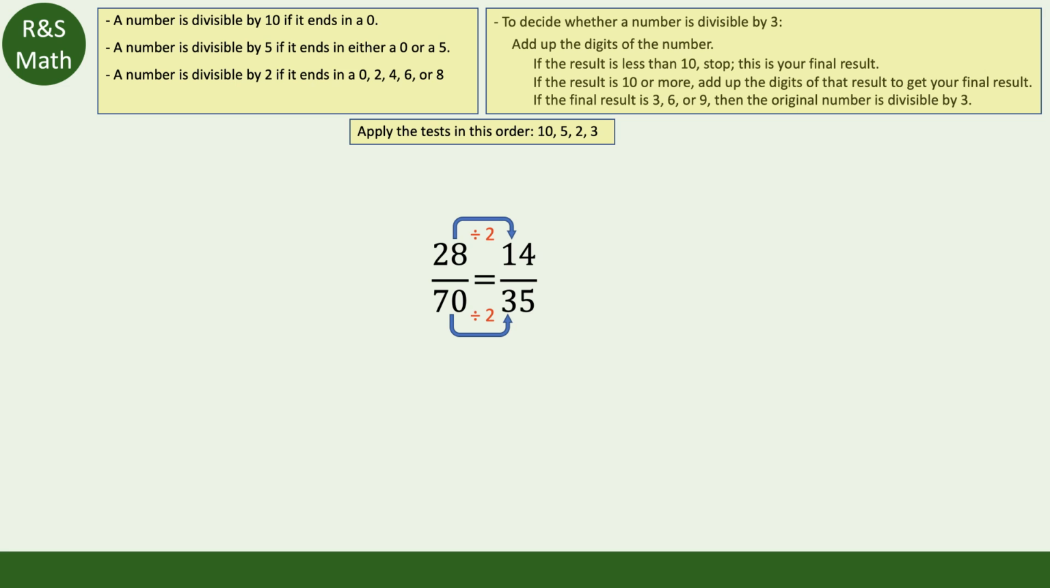But, unfortunately, it isn't, because both 14 and 35 are divisible by 7. 14 divided by 7 is 2, and 35 divided by 7 is 5. So an even simpler form is 2/5. There is no simple divisibility test for 7.